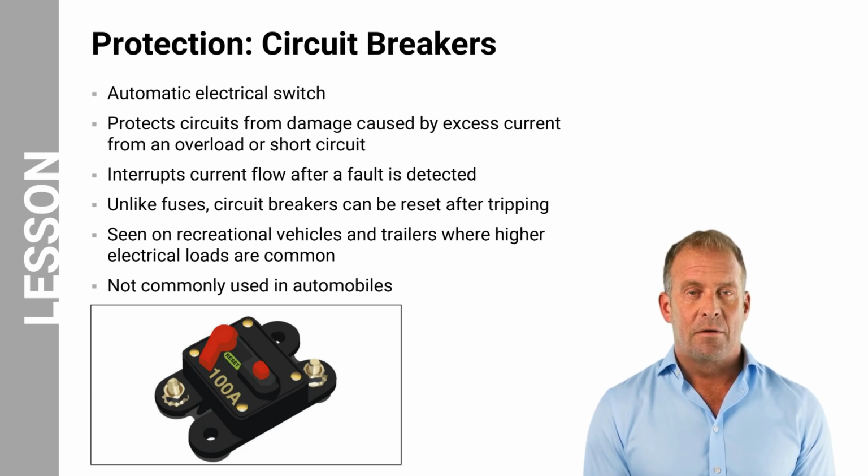Circuit breakers are not commonly used in traditional automotive electrical systems. In most automotive applications, fuses are the primary form of circuit protection due to their simplicity, cost-effectiveness, and reliability. However, in certain specialized or high-performance vehicles, circuit breakers may be utilized in specific applications where higher current capacities or the ability to reset the protection device is desired. For example, circuit breakers may be employed in custom-built or modified vehicles with aftermarket electrical systems, or in recreational vehicles and trailers where higher electrical loads are common.